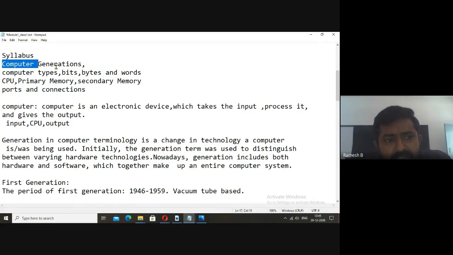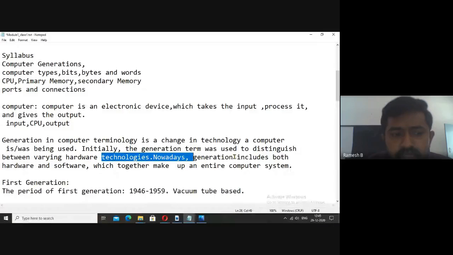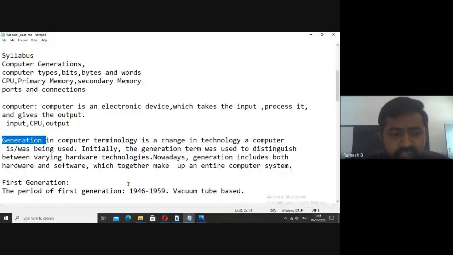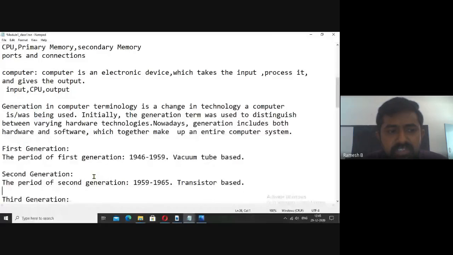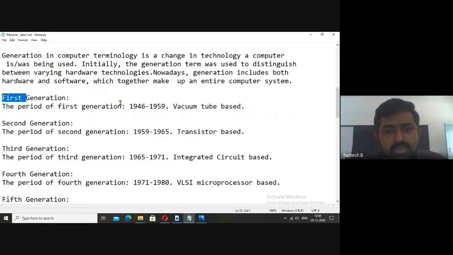Whenever we talk about generations, it's about the hardware and the software. What are the hardware technologies we are using, and what are the software technologies we are using? That makes the generation of the computers. As of now, we have 5 generations. The first generation used vacuum tubes, between 1946 and 1959. The second generation, from 1959 to 1965, used transistors. Next, the third generation.